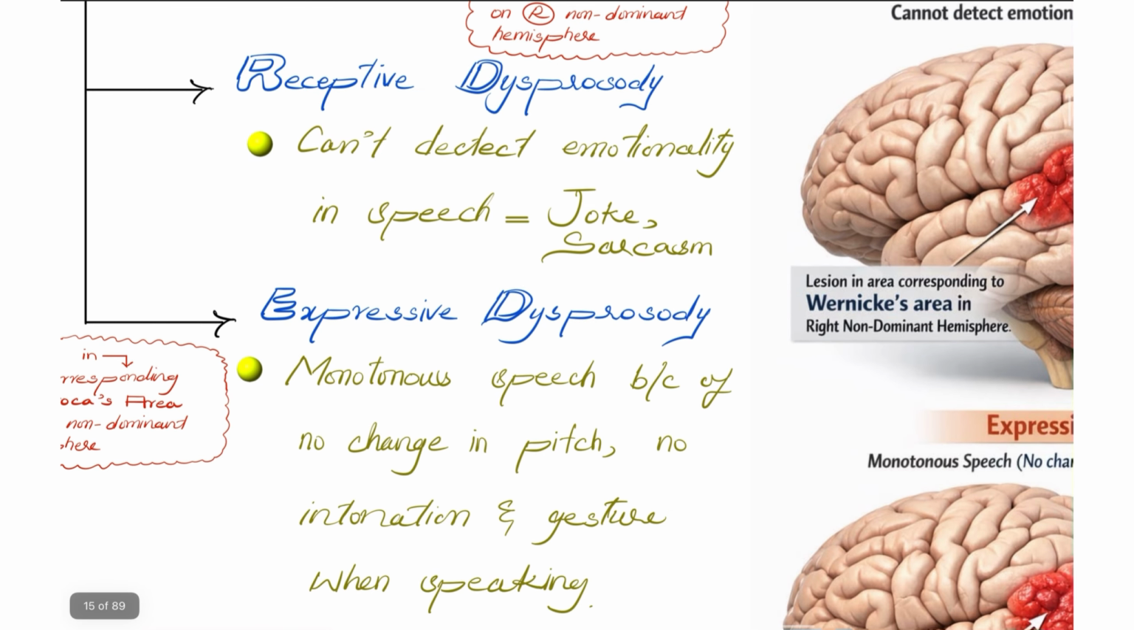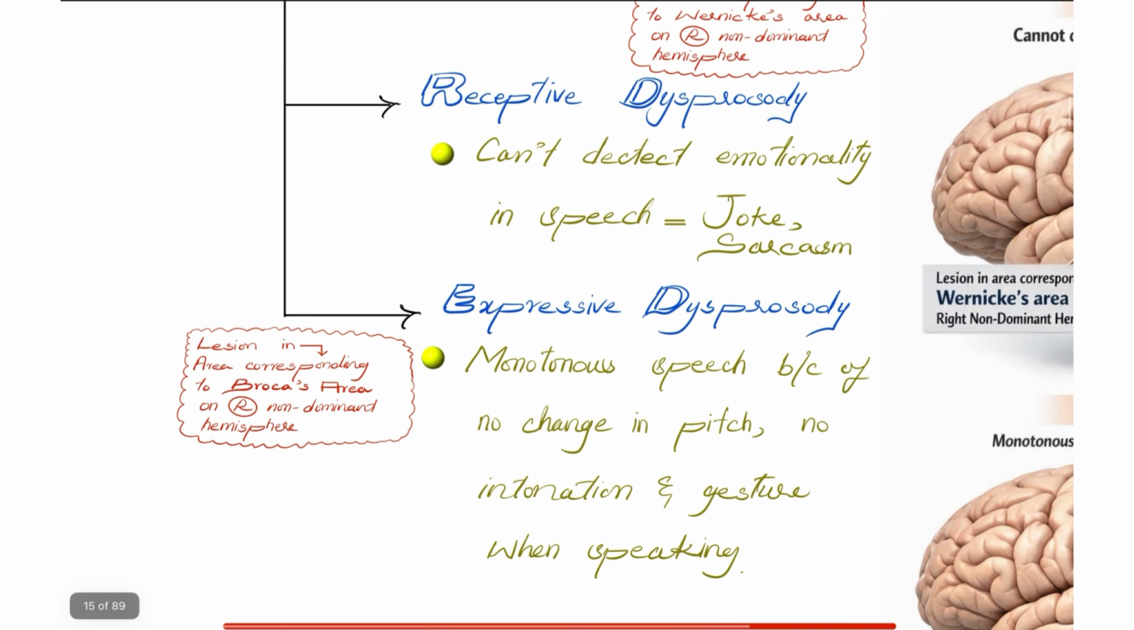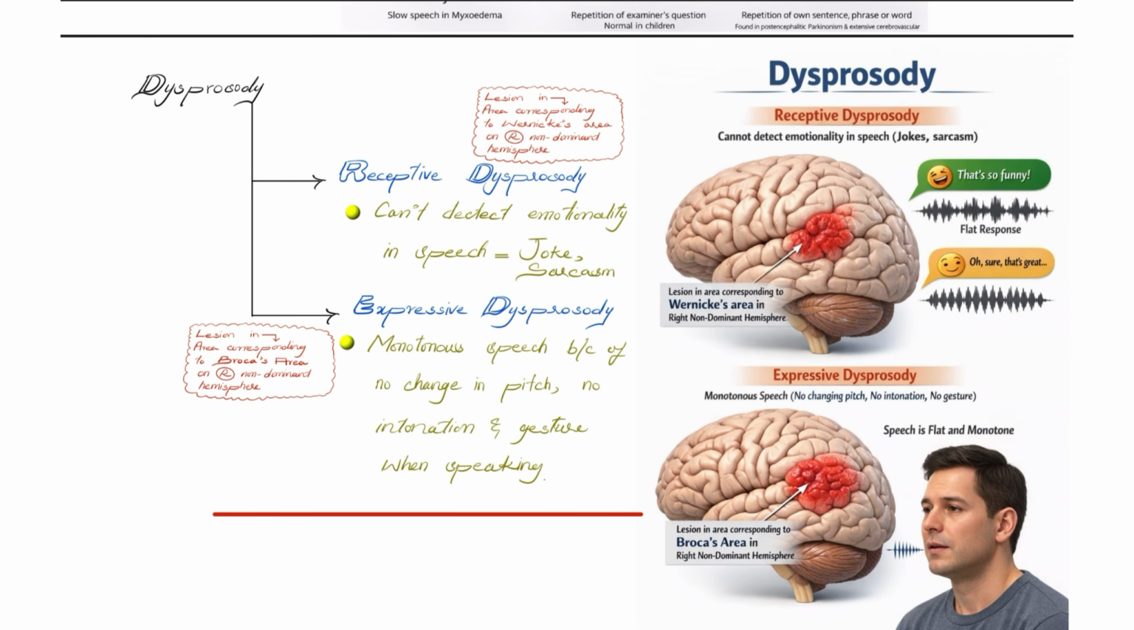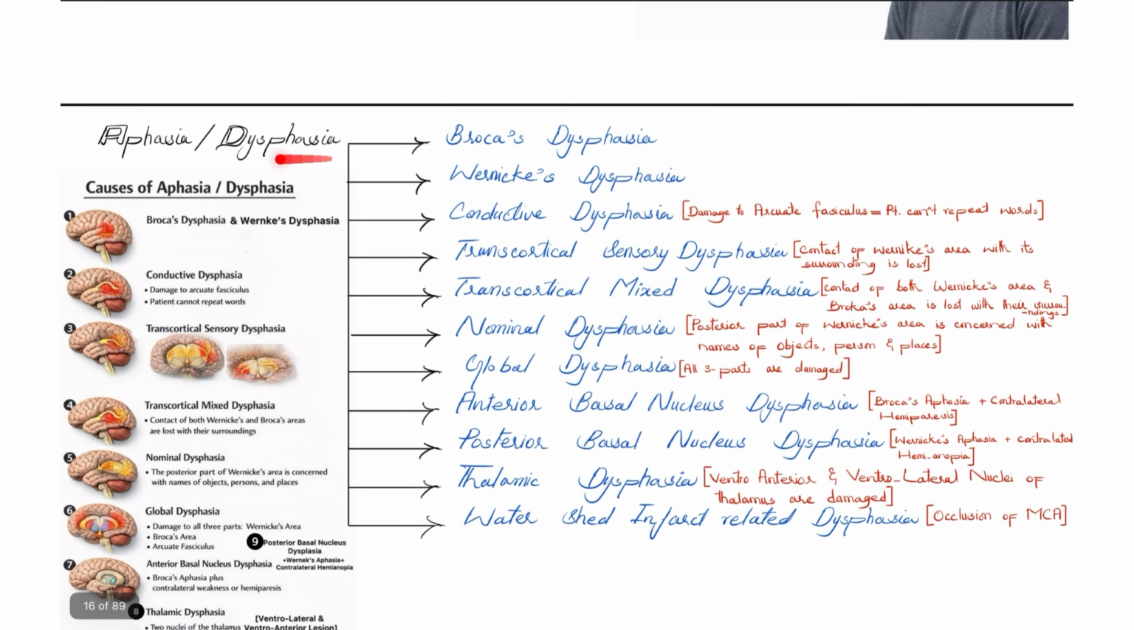And if there is a lesion in the area corresponding to Broca's area on the non-dominant hemisphere, then it leads to expressive dysprosody. It means the patient has a monotonous speech because of no change in pitch, no intonation, and no gesture when speaking. It means emotionless speech. So let's now discuss the etiology of aphasia or dysphasia.